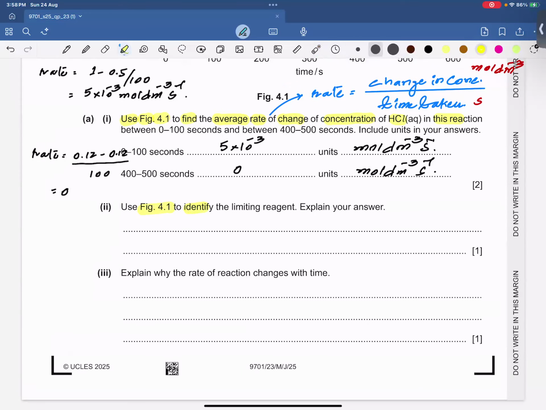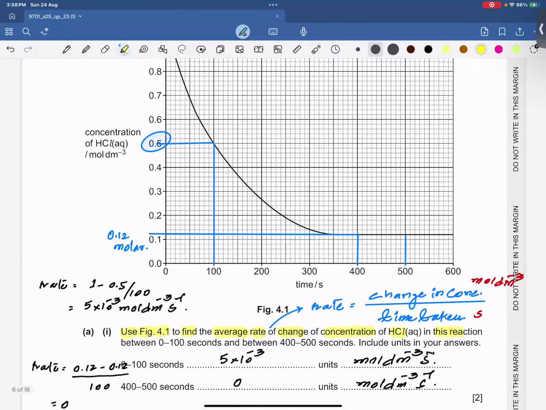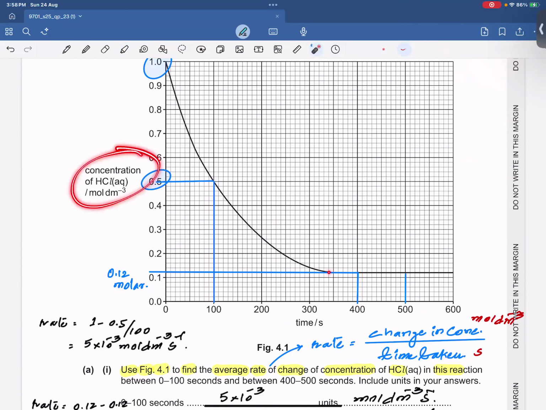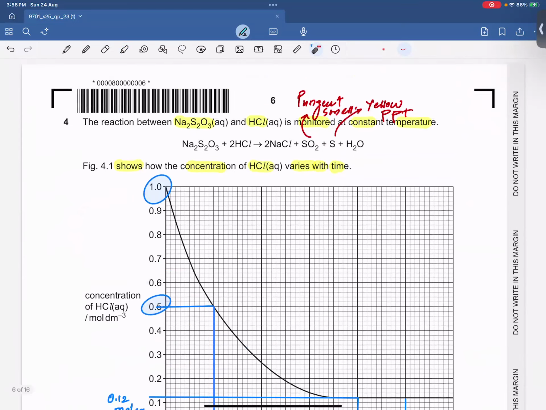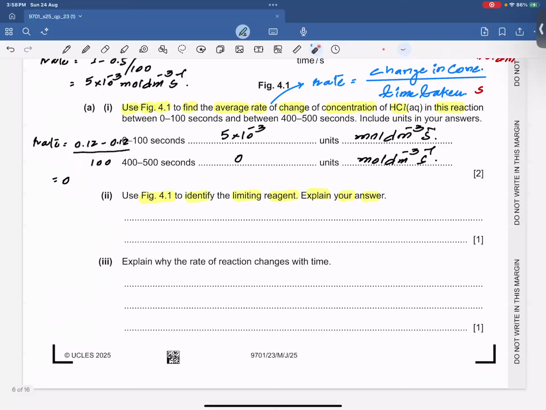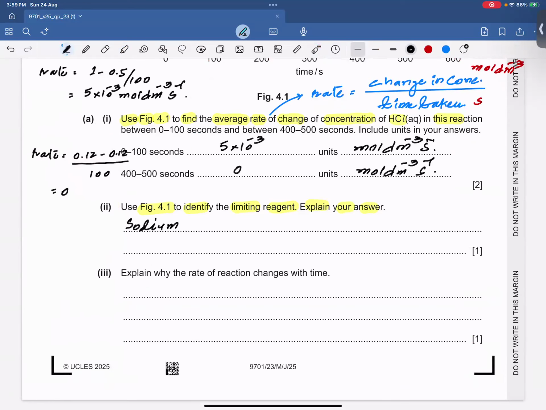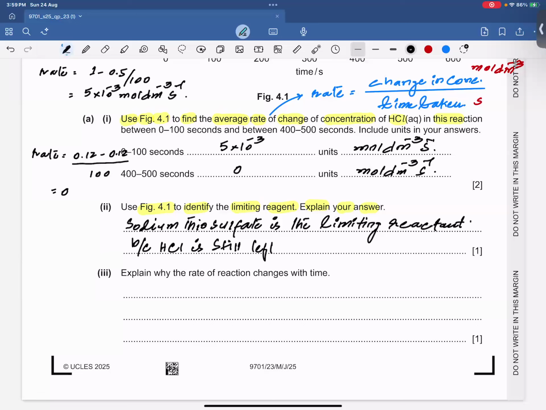Use figure 4.1 to identify the limiting reagent. Explain your answer. Obviously, some of the HCl is still left in this experiment, which means HCl must be in excess, and therefore sodium thiosulfate has to be the limiting reactant. So sodium thiosulfate is the limiting reactant because HCl is still left after the reaction.